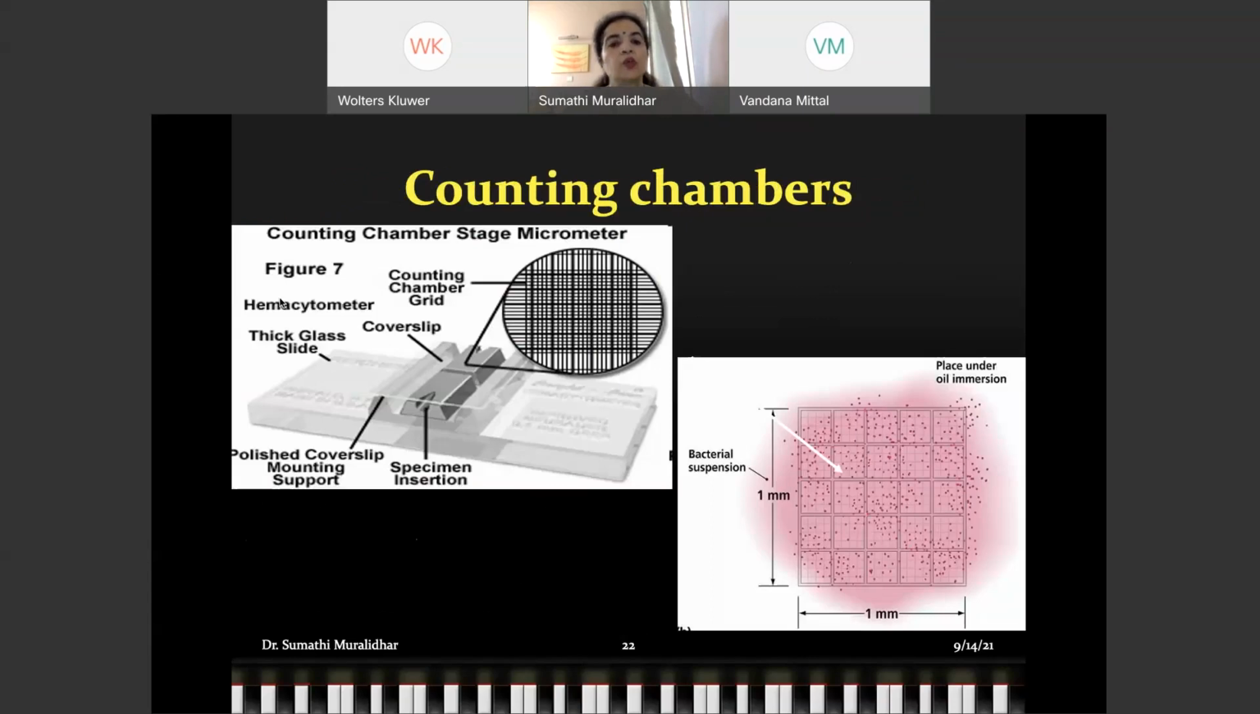Now, counting chambers, this is one way of counting. You must have seen in your physiology classes, in your first year subject, the Neubauer counting chamber. This is what it looks like, the hemocytometer. And in that, just as you count your RBCs and WBCs, the way you have been doing it in your physiology class, similarly, you can do the counting of bacteria if you know the amount of fluid that you have taken. So you do the calculations just as you were doing it in physiology.